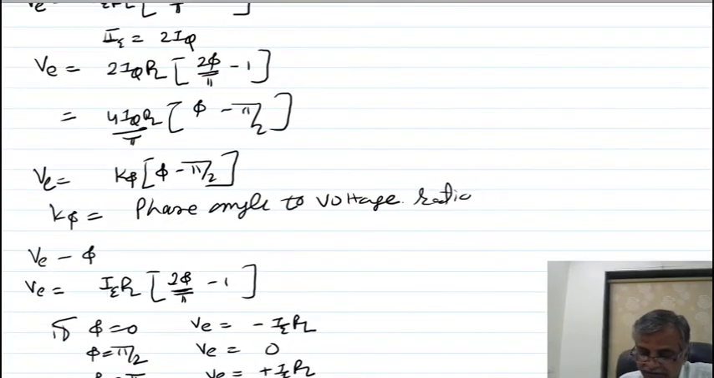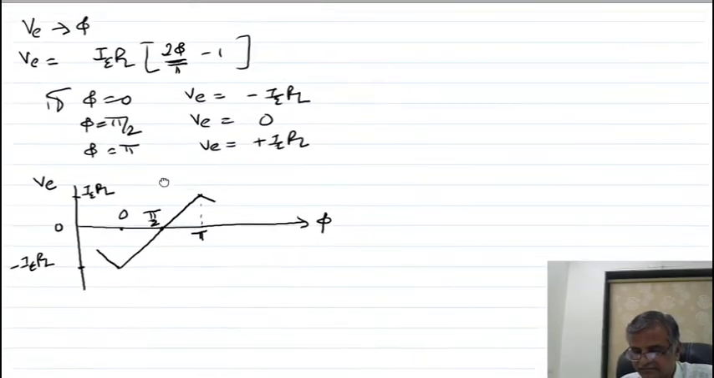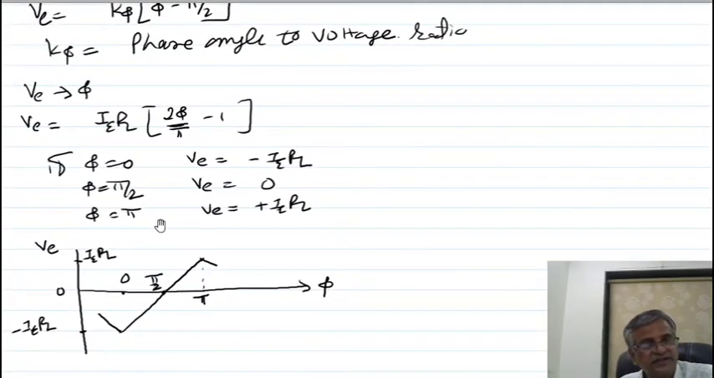So I am plotting the graph of V versus phi. From this equation you can say, you put different values of phi, you will get different V_E, and you can plot like this. There is a linear relation.